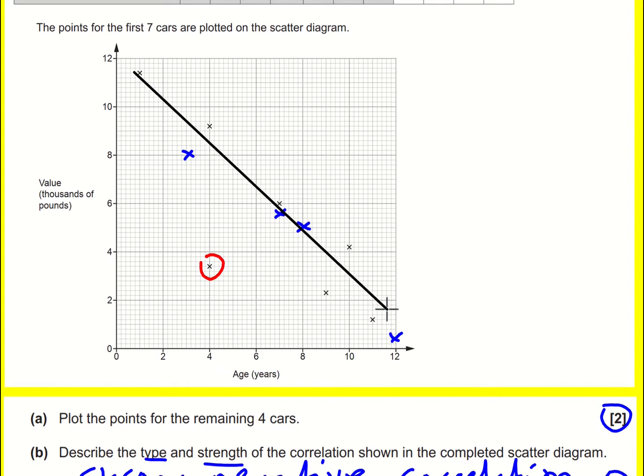Okay, so that one's got 1, 2, 3, 4, maybe 5. That's not bad. But there's other ones that would be acceptable.